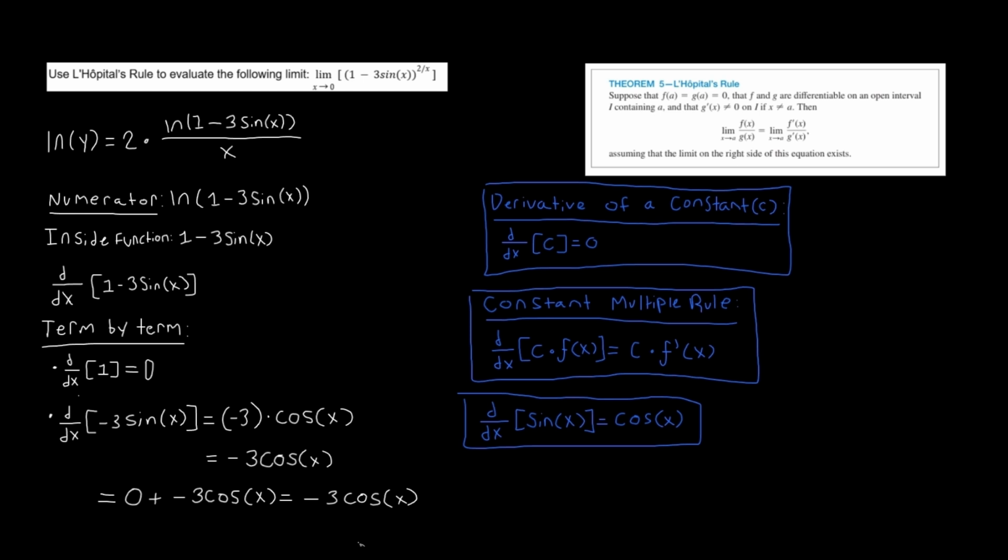What we found when we took the derivative of the first term, 1, was 0. So we'll add 0 to what we found for the second term when we took the derivative of negative 3 sine of x, which was negative 3 cosine of x. So our result is negative 3 cosine of x.